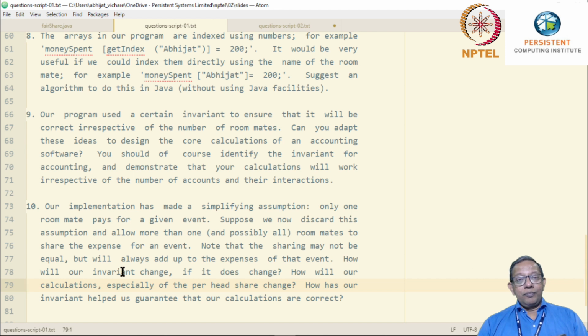Ninth question. Our program used a certain invariant to ensure that it will be correct irrespective of the number of roommates. Can you adapt these ideas to design the core calculations of an accounting software? You should of course identify the invariant for accounting and demonstrate that your calculations will work irrespective of the number of accounts and their interactions. In this question, we try to take our understanding of the invariant and correctness ideas for the fair share application and apply it to an accounting problem.